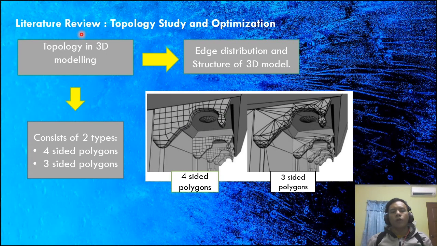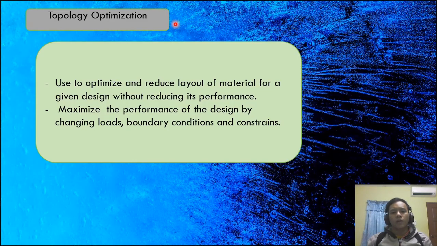Today I will talk about topology study and optimization. First is topology in 3D modeling. It is referred to as the distribution and structure of a 3D model. It consists of two types, which are 4-sided polygon and 3-sided polygon. Next is topology optimization. It is used to optimize and reduce the layout of a material for a given design without reducing its performance. To maximize the performance of the design, we can change load, boundary condition, and constraint.